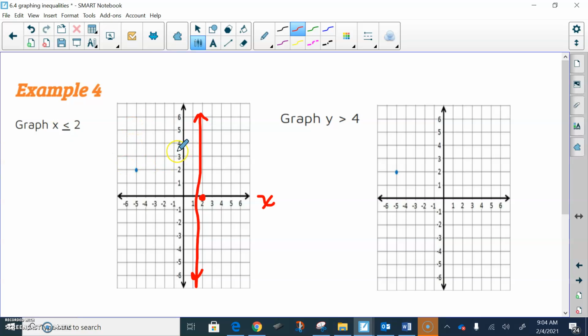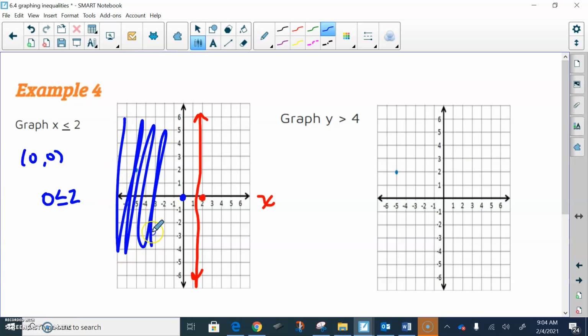The problem is it's less than, so what does that mean? Which way do I shade? What you want to do is just randomly choose a point and see if that's a solution. If it's a solution, you shade on that side. If it's not a solution, you shade on the other side. 0, 0 looks like an easy one to choose, so I'm just going to choose 0, 0. In place of x, I'm putting 0. Is 0 less than or equal to 2? Sure it is, so we're going to shade in that direction.